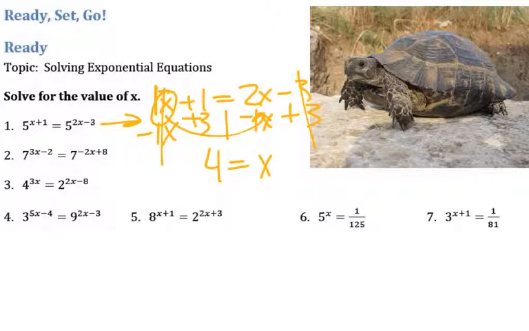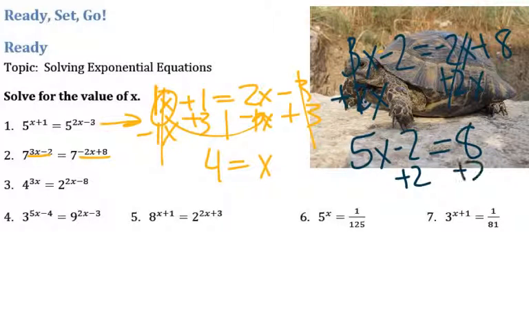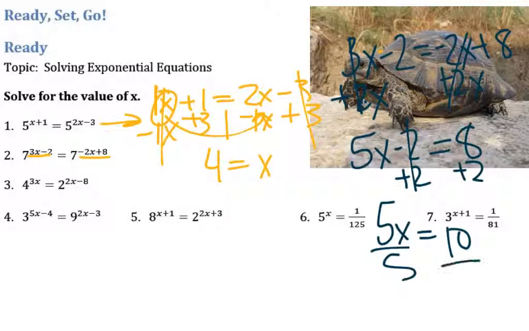Okay, number 2, same idea. Same base, so we take their exponents and we set them equal. So 3x minus 2 equals negative 2x plus 8. So I'm going to add the 2x to both sides. That would cancel that, leaving me with 8. 3 plus 2 would give us 5x minus 2. Add 2 to both sides. We get 5x equals, that cancels, that becomes 10. Divide by 5, x equals 2.